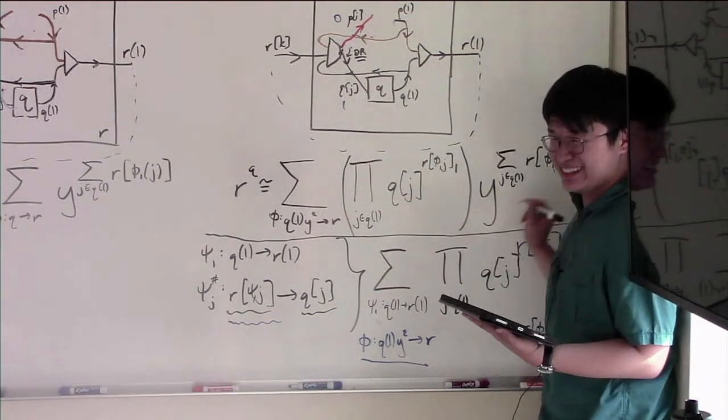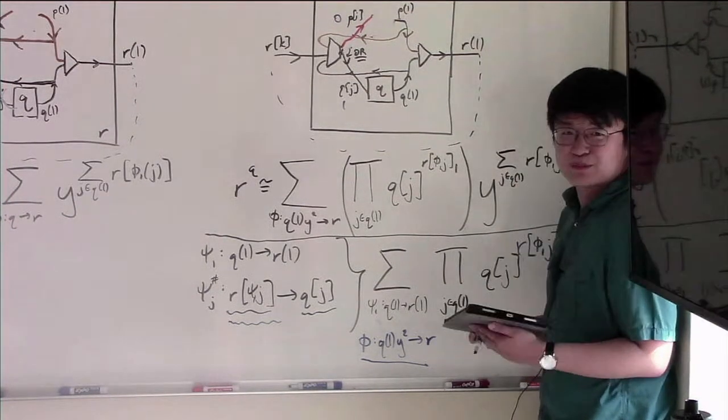Someone asked if P times Q is commutative. If P times Q, yes, P times Q is commutative, yeah.